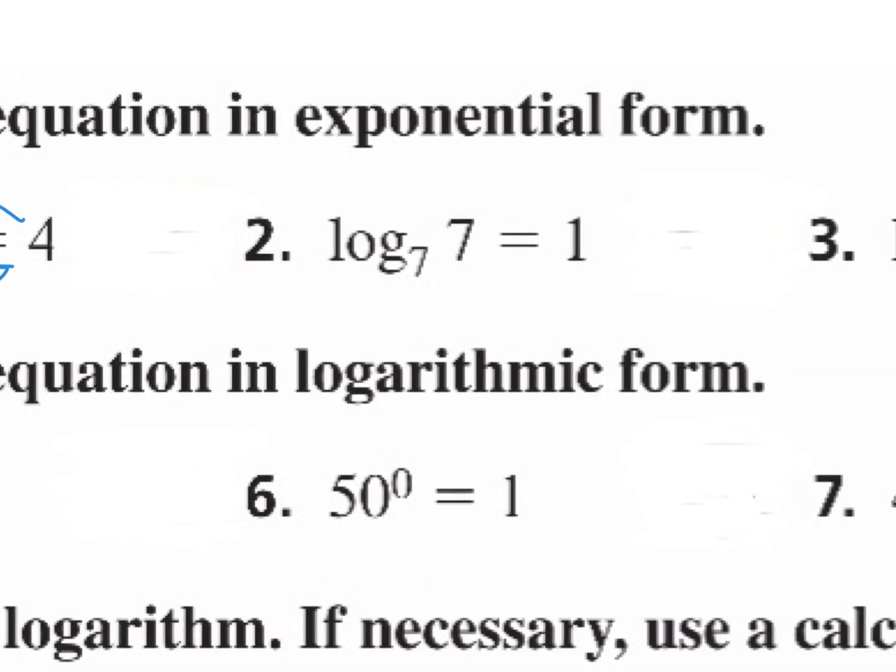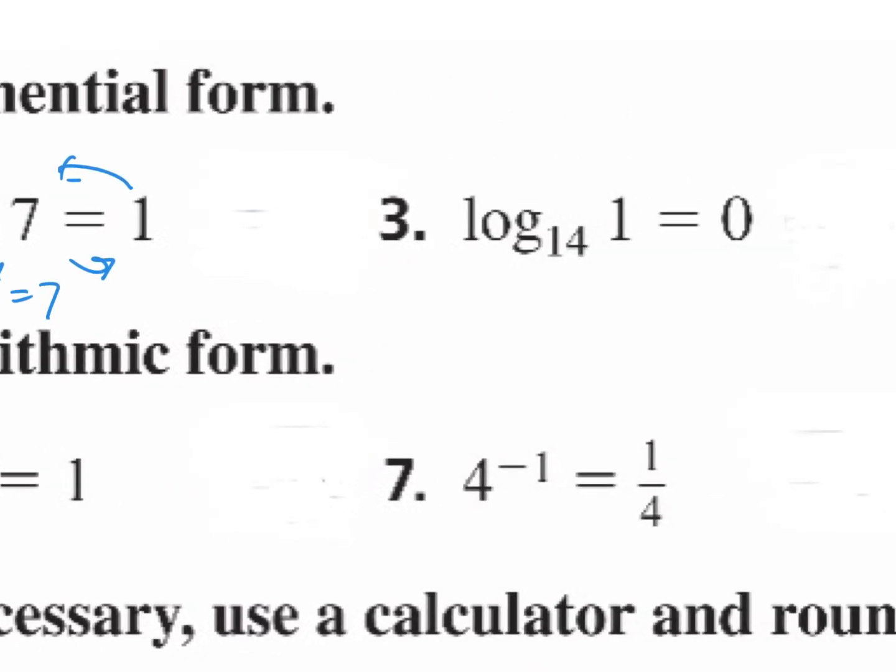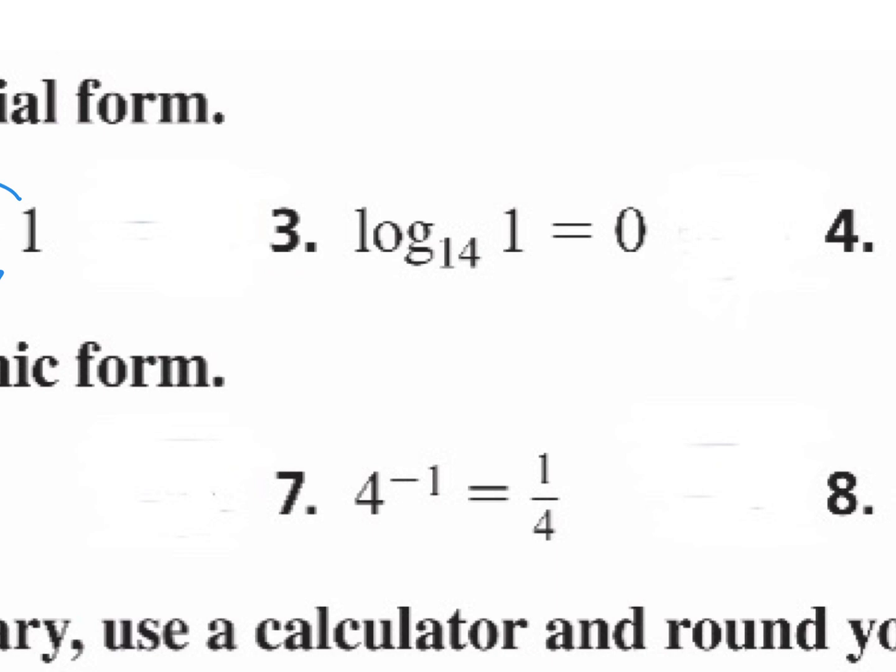Let's look at 2. What happens with log? Cross it off. The little 7 becomes big, and these two do what? Switch spots. It's just becoming a little redundant. Good. I'm glad it is. What happens to log here? Cross it off. My little 14 becomes big, and then what happens here? Switch spots, so 14 to the 0 power equals 1.